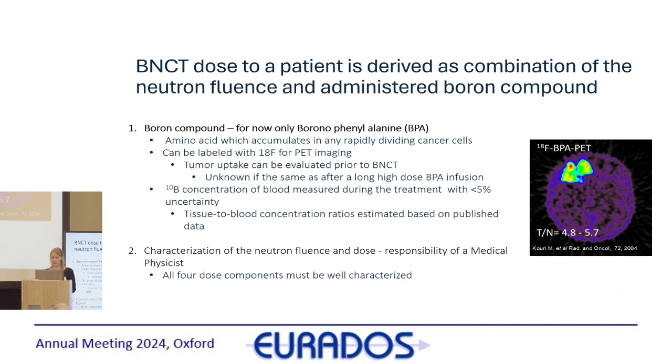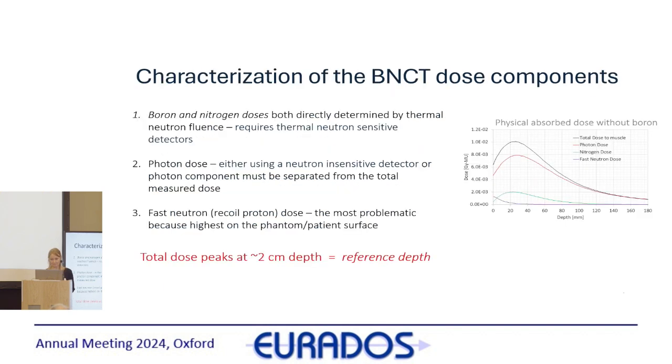The blood boron concentration is measured during the treatment. We can measure it with about 5% uncertainty, and we estimate tissue to blood concentration ratios for other tissues based on published data. Then the second parameter in BNCT is the neutron fluence and neutron dose, and characterizing those is the responsibility of medical physicists, and all of these 4 dose components must be well characterized.